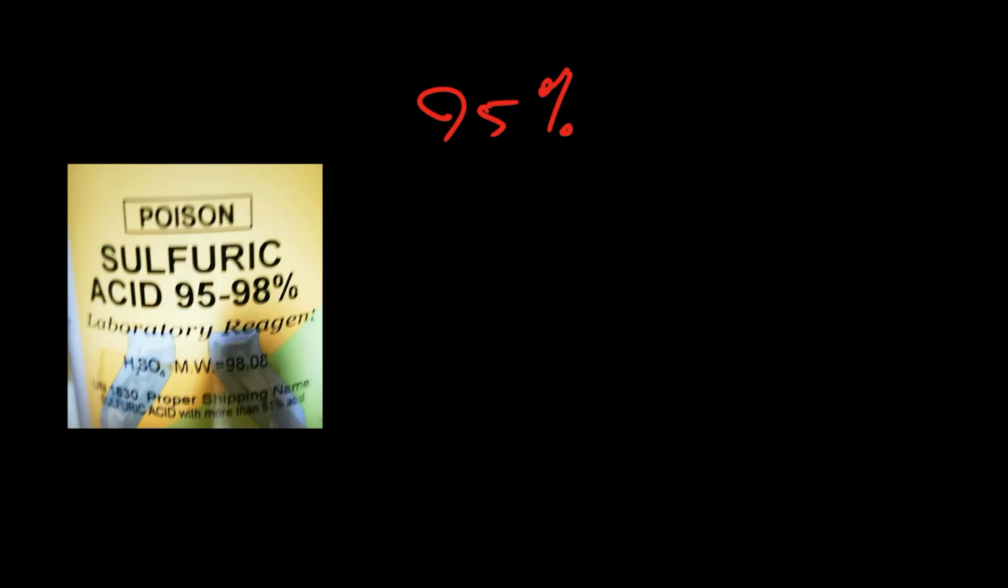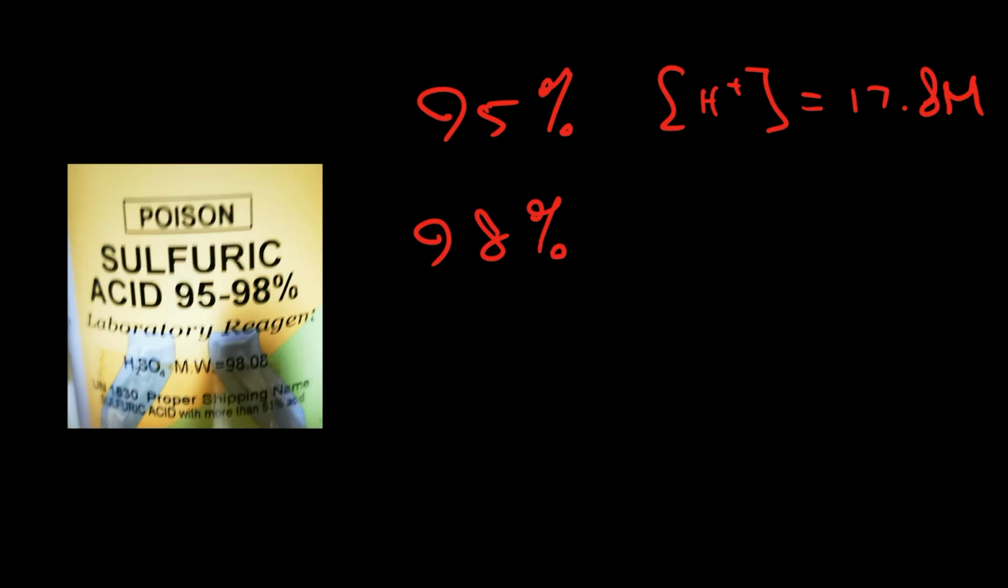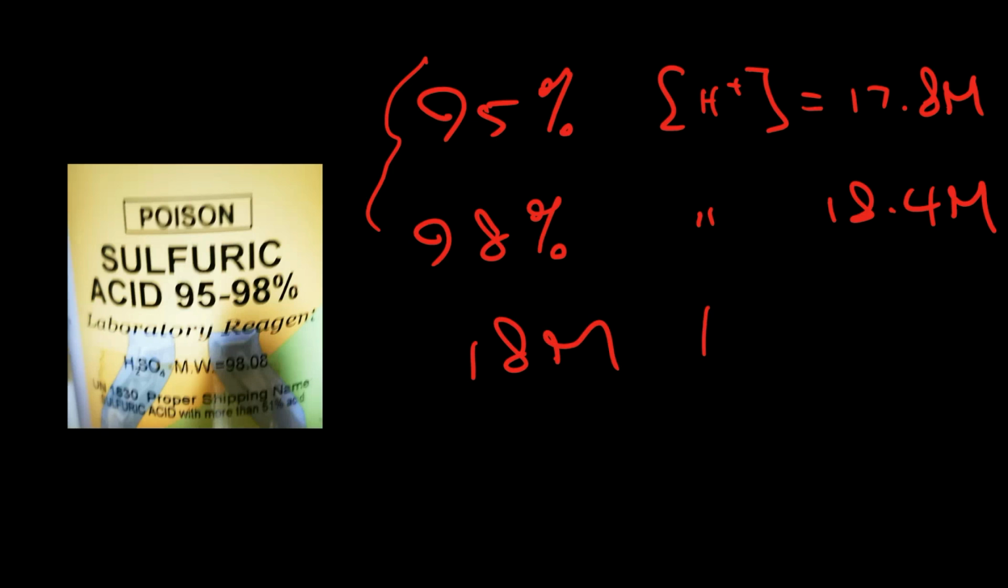95%, that would have a hydrogen ion concentration of 17.8 molar. If it were 98, wait, 98 or 89? Let's write that around the right way. If it were 98%, that would be equal to 18.4 molar, for the hydrogen ion concentration. So we've sort of got a combination of these. It's 95 to 98. It's somewhere in that range. Let's call it 18 molar. Okay, so this is 18 molar sulfuric acid.